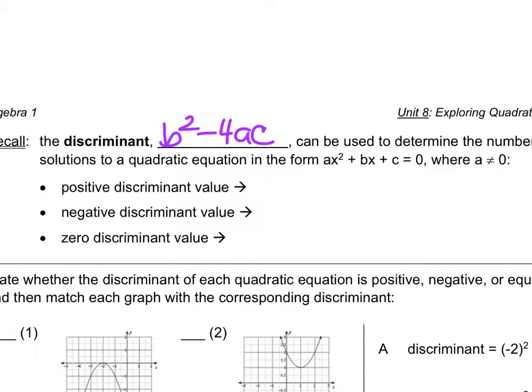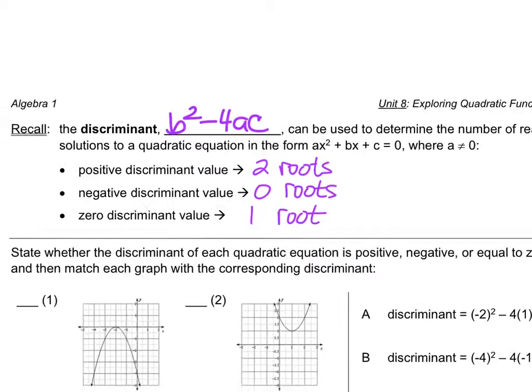Because really, let's just kind of streamline it. We're looking for number of solutions. How many solutions would we have if we have a positive discriminant? 2 solutions, 2 roots. All right, they could be irrational or rational, but there will be 2 of them. All right, negative? None. And then 1. All right, very good.